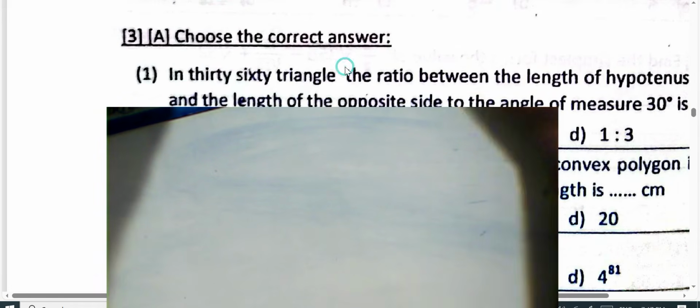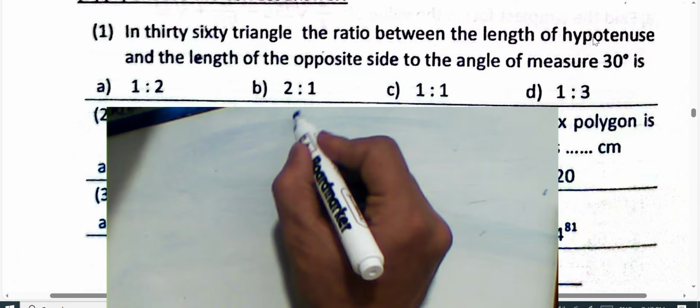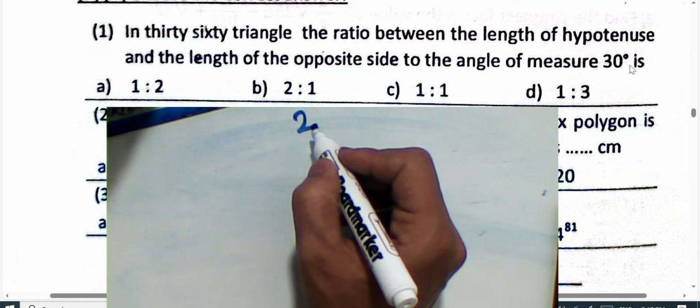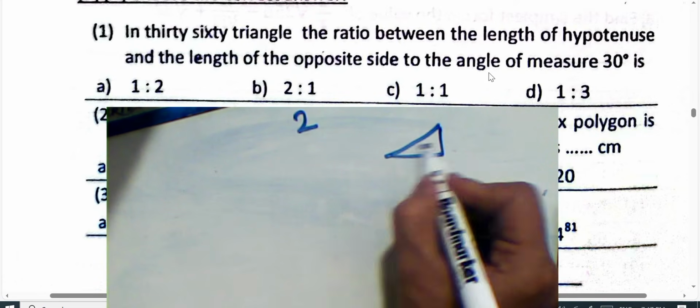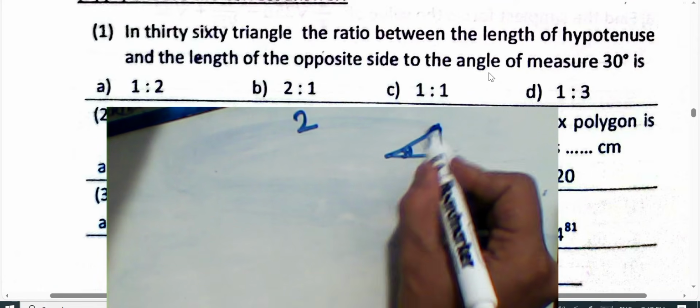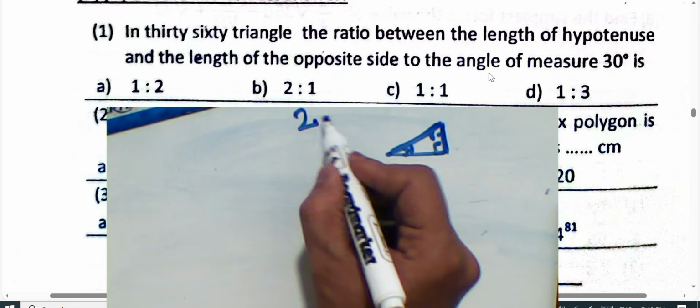Question: what is the correct answer? Look at the 30-60 triangle. By the rule of the theorem, what is the ratio between the length of the hypotenuse and the length of the side opposite the 30 degree angle? Here we have 30 and 60. The hypotenuse is twice the length of the side opposite angle 30, and the ratio will be 2 to 1.